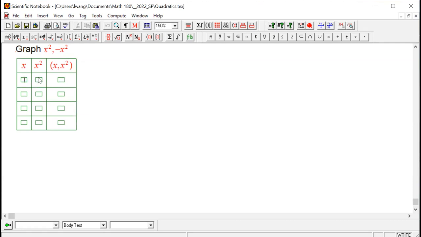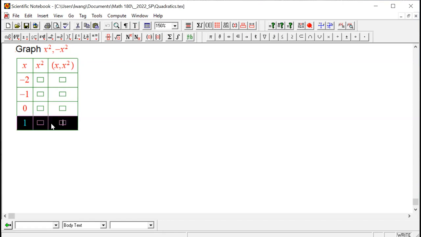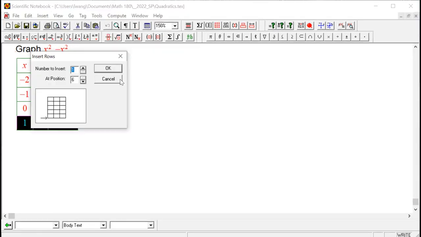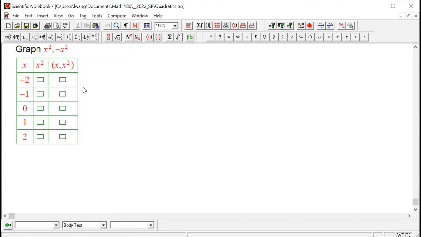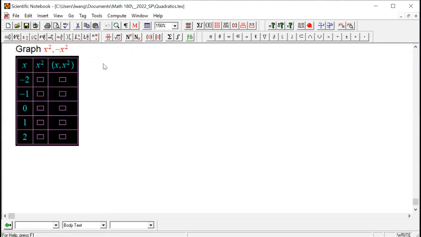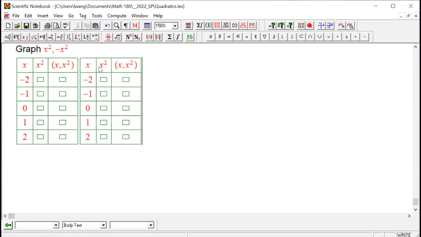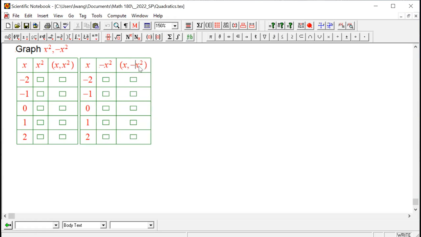For input, we can choose -2, -1, 0, 1, and I'm going to add one more row, 2. For -x squared, however, that's a different rule. So we should have a different function. There's a negative, and we still use the same input. For the same input, let's see what we get for the outputs.